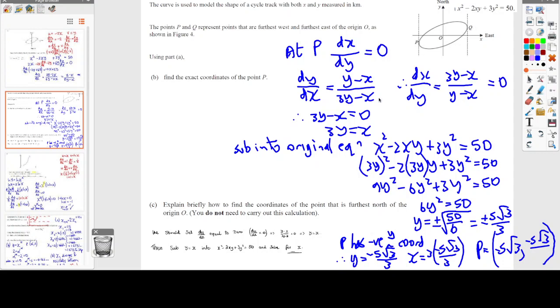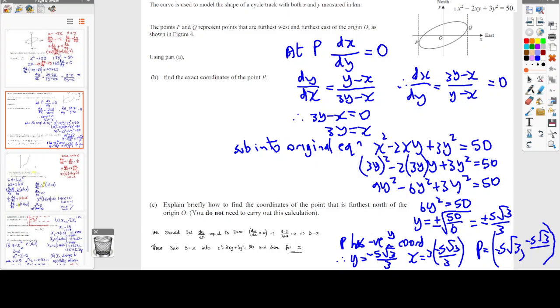So take that knowledge and substitute it back into the original equation. Gives us this, which simplifies down to 6y squared equaling 50, and y being plus or minus 5 root 3 over 3. Now we can see at P, the y coordinate is negative, so it's going to be the minus 5 root 3 over 3. And x is just 3 lots of the y coordinate, so that's minus 5 over root 3.